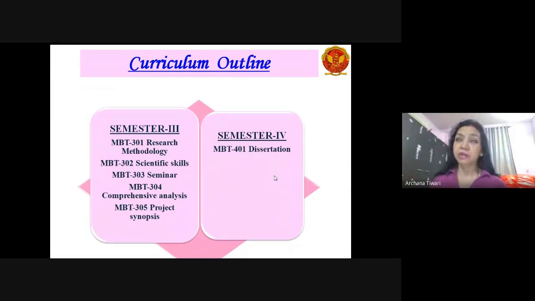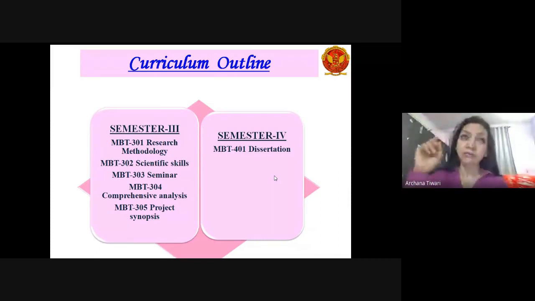I'm just repeating, third and fourth semester, that is second year, 1 whole year is mainly focusing on the research work so that the students can publish their output of their research in the form of a research paper, or they can publish one review article on which they are going to start their work or designing their project.